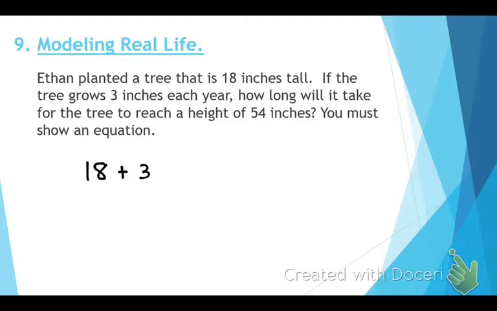If it's growing continually per year, what should I do with that? I'll say y for year. Add, subtract, multiply, or divide the y? I have to multiply it, okay? So think about it. If it was 1 year, 3 times 1, 3 inches. If it were 2 years, 3 times 2, 6 inches. If it was 3 years, it would be 9 inches, okay? So this shows us 3 times y is per year.